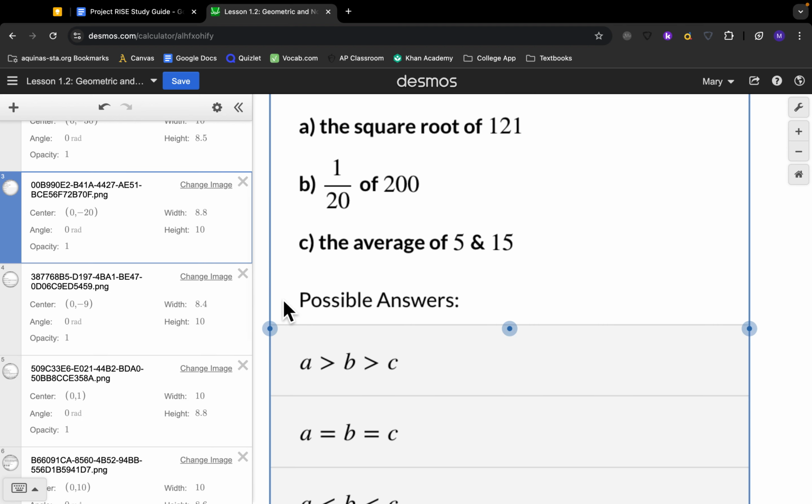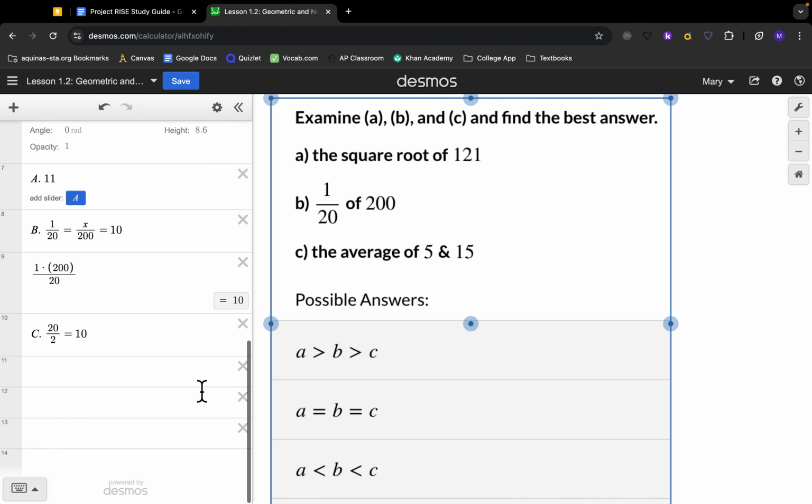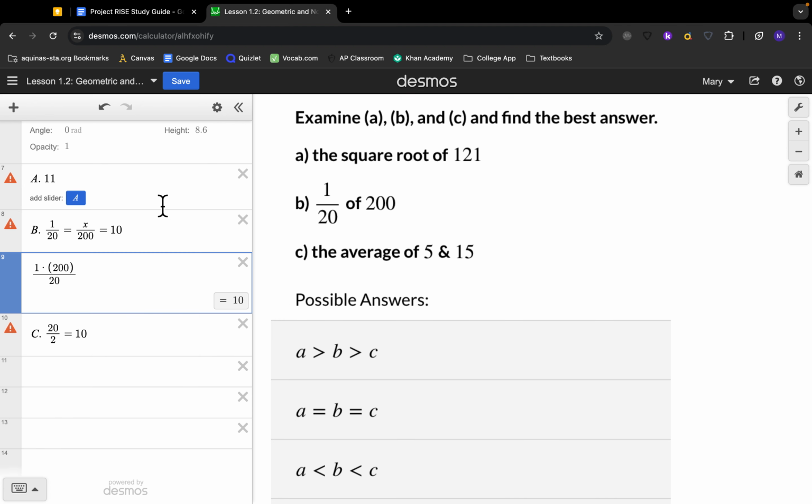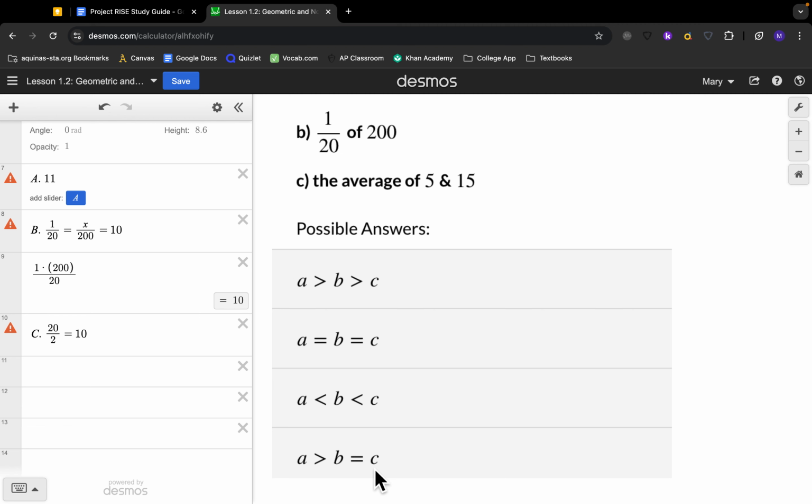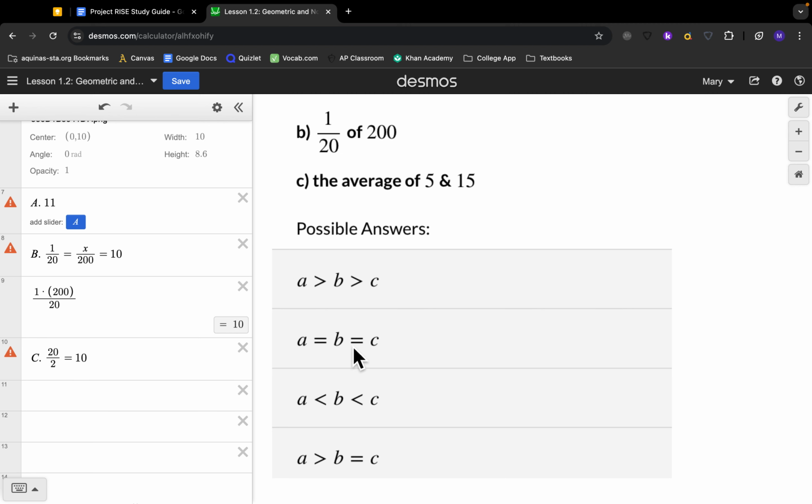So let's look at our option choices. A is greater than B, and B is greater than C. Well, A is greater than B, but B isn't greater than C because B and C are the same. So let's look for an answer choice where B and C are equal. Well, this last choice says B and C are equal. So does the second one. But this second choice also says that A is equal to B and C, and we know that's not true because 11 is greater than 10. So the answer for this problem is option choice D. A is greater than B, and B is equal to C.